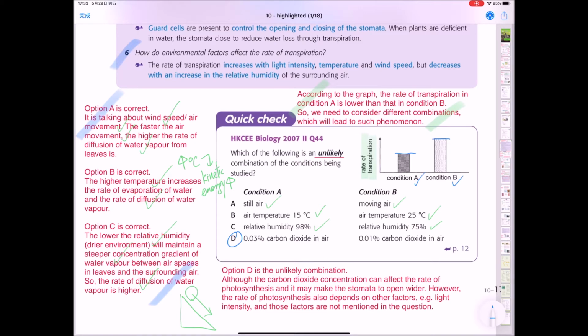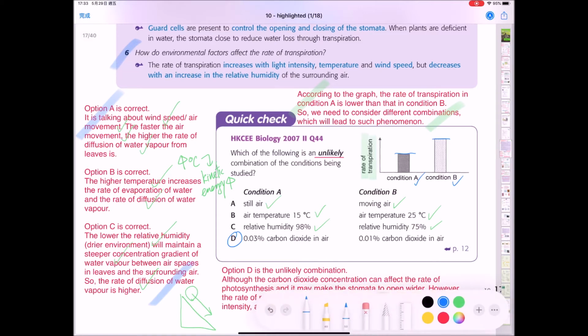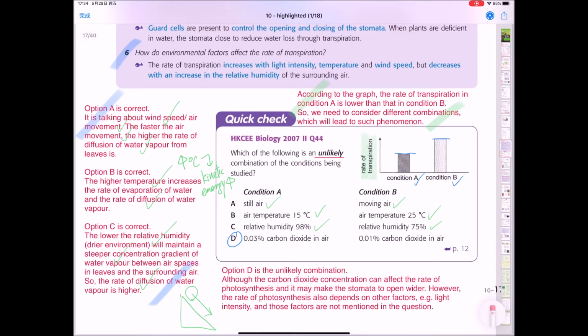So what if, in the whole experiment, no matter condition A or condition B, it is carried out at night? That means no light and no photosynthesis. So no matter how high or how low the carbon dioxide concentration, it seems that there is no effect on the size of stomata, and also no effect on the rate of transpiration. So that's why it's option D.